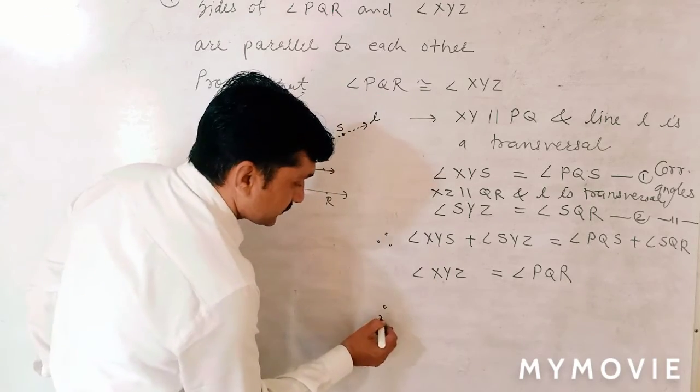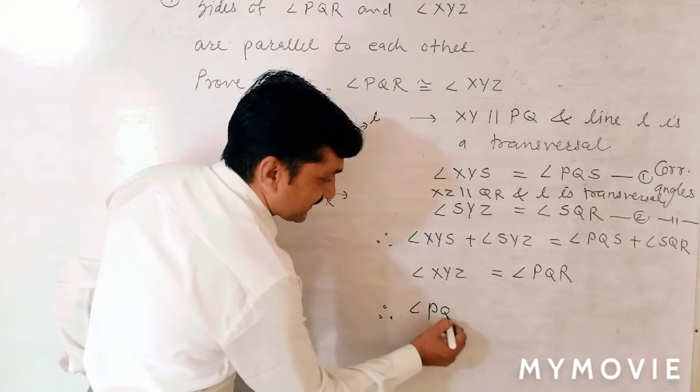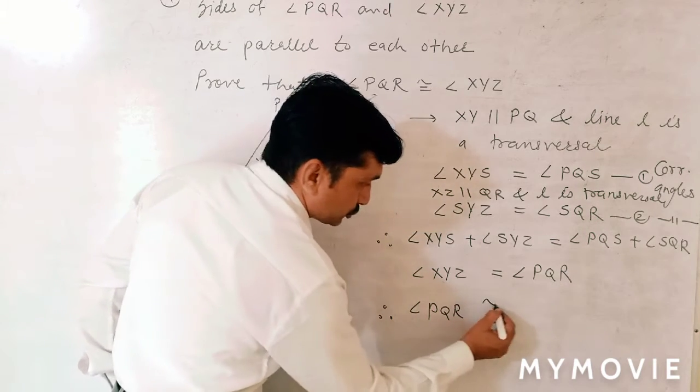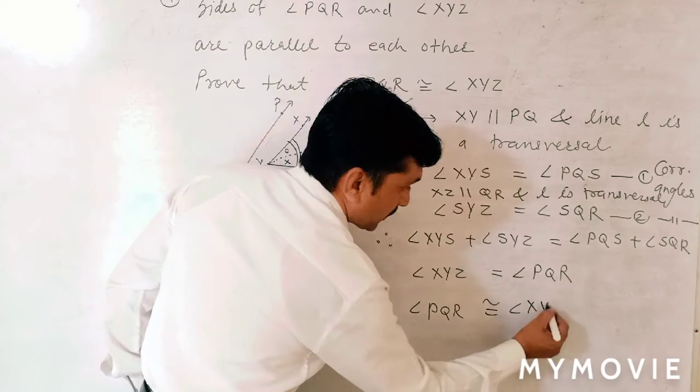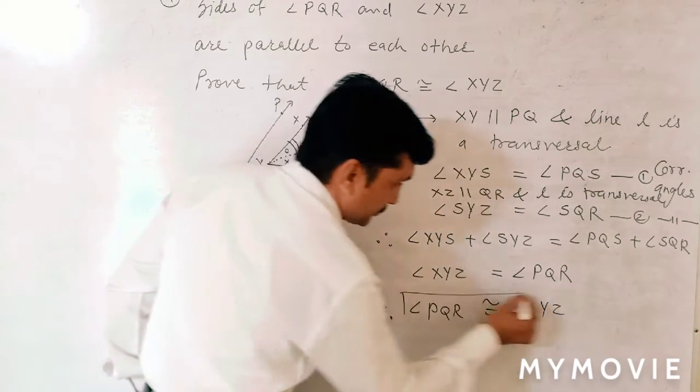In this way we got XYZ and PQR equal, and it is to prove congruent. Therefore we can write here angle PQR, side exchange, congruent to angle XYZ. Here we prove it.